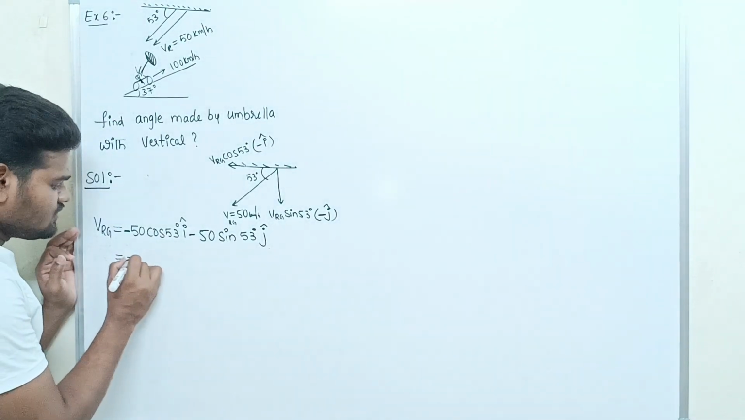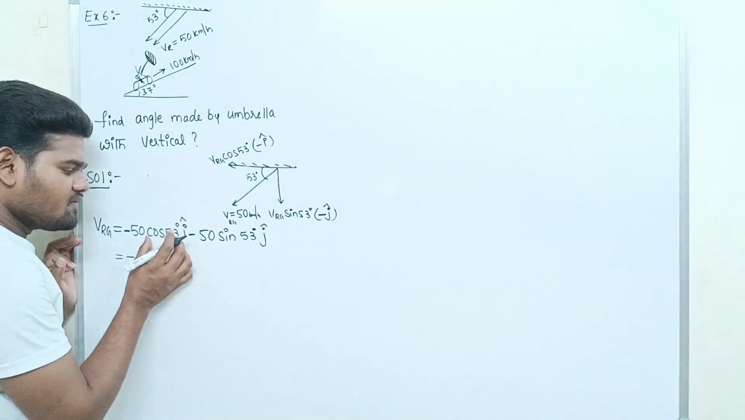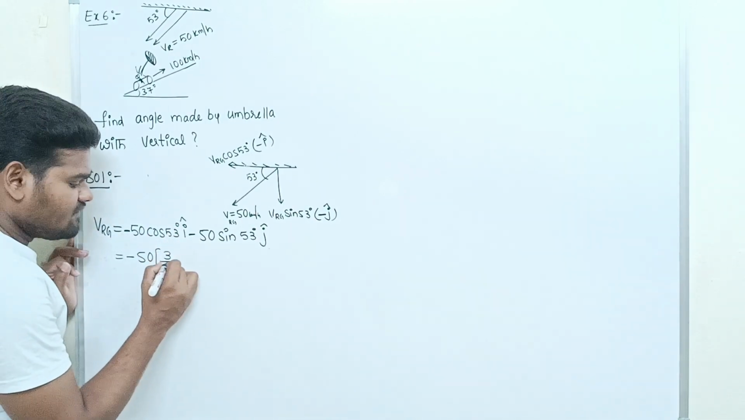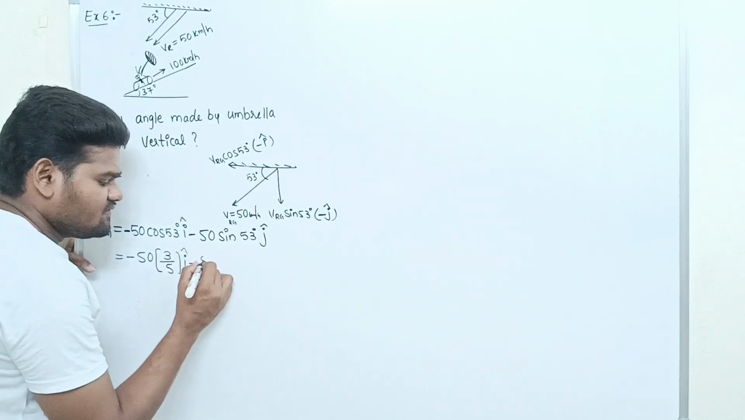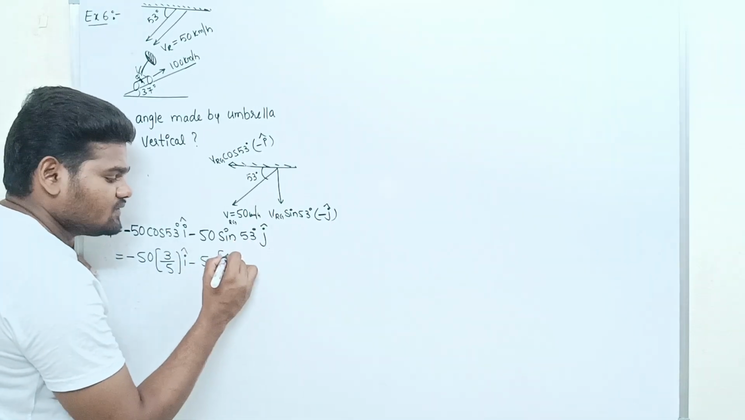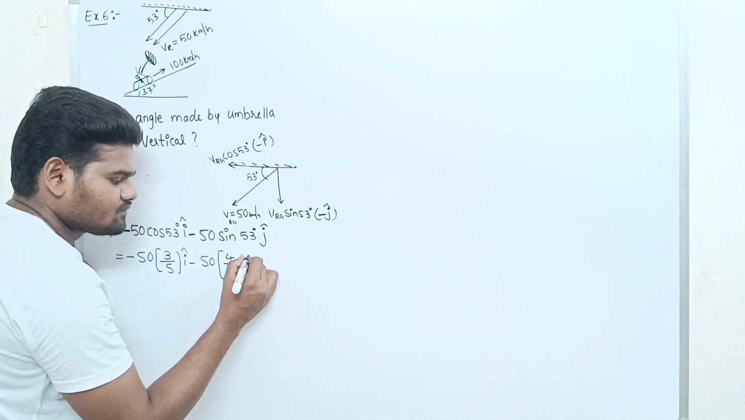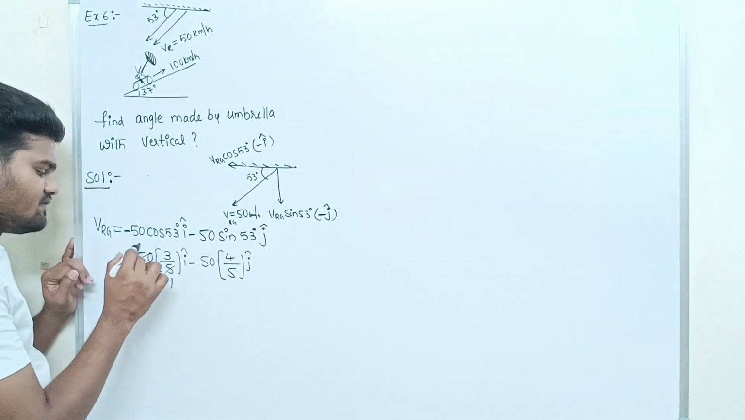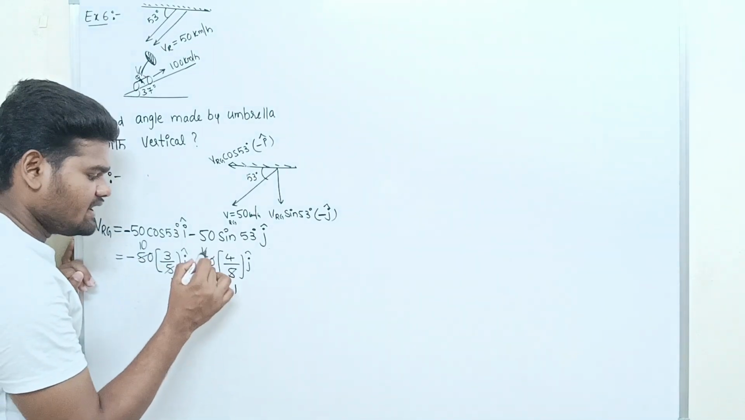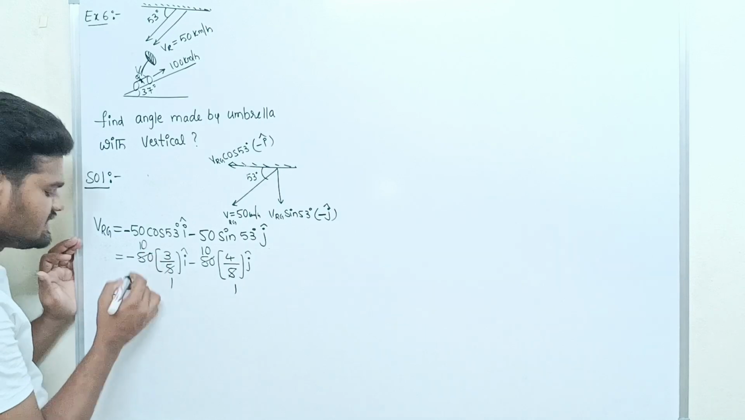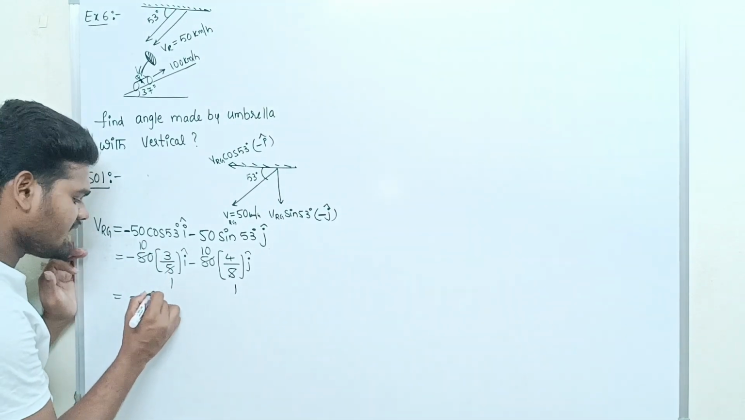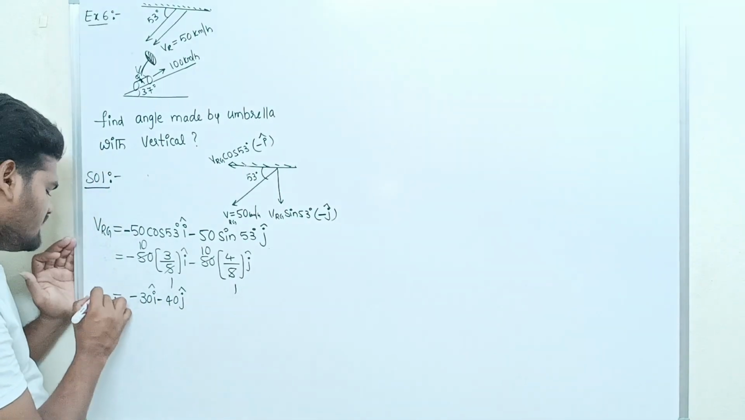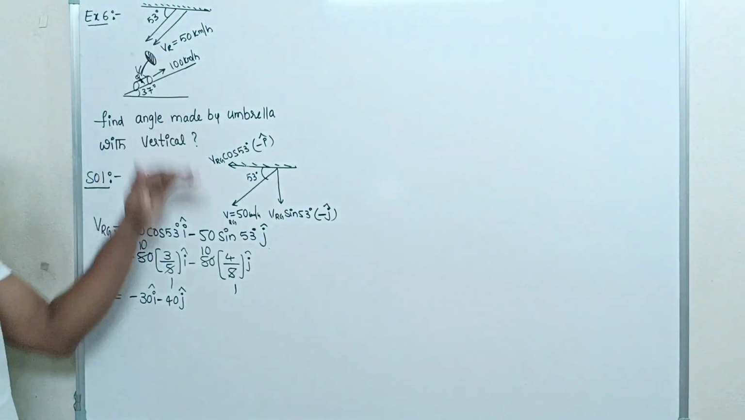So that is equal to minus 50. What is the value of cos 53? The value of cos 53 is 3 by 5 i cap, minus 50 sin 53, the value 4 by 5 j cap. 5 tens are 50, so 5 ones are 5, 5 tens are 50. That is equal to minus 30 i cap minus 40 j cap. So this is the velocity of rain with respect to ground.